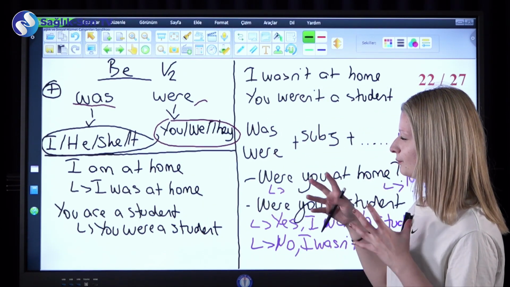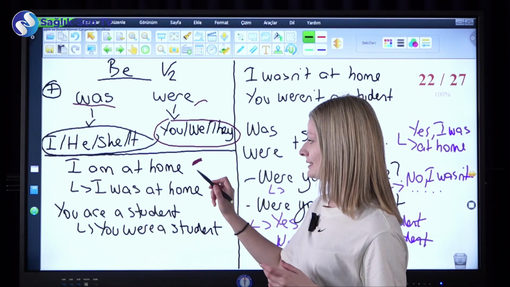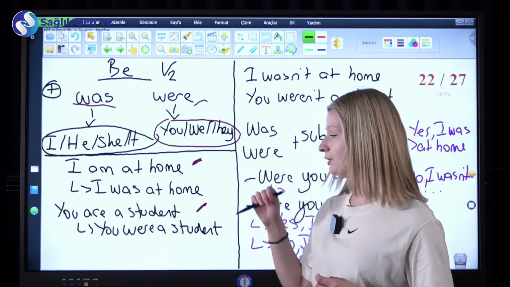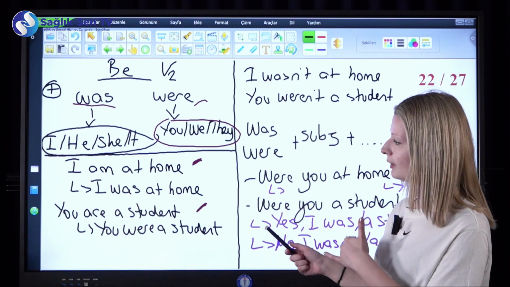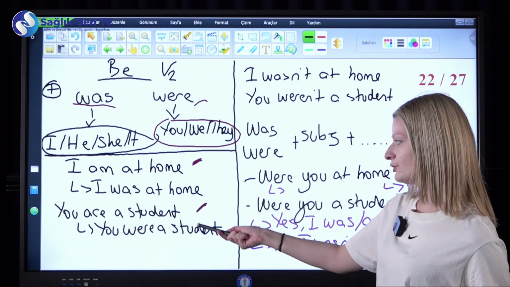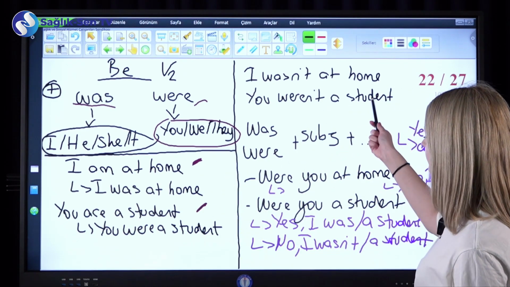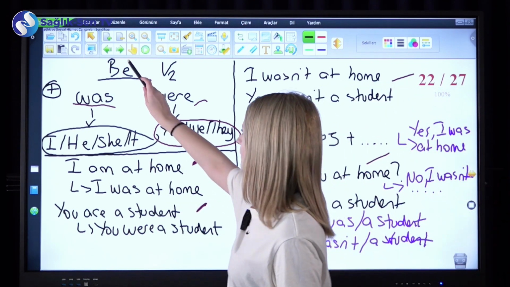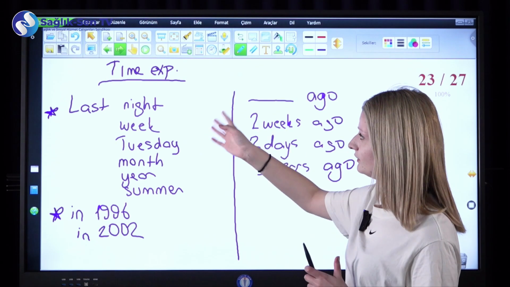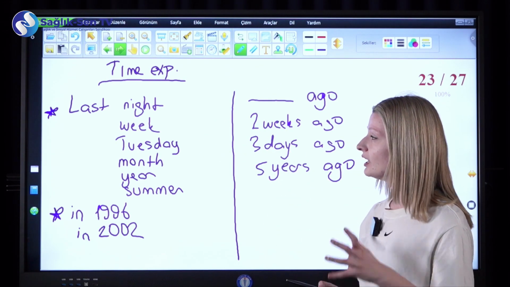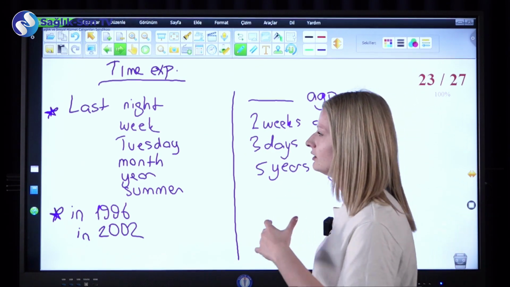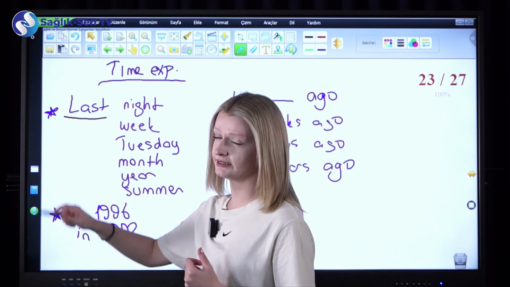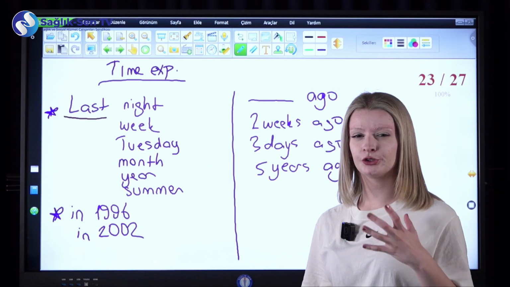We transformed some present tenses into the past ones. I am at home, I was at home. You're a student, you were a student. And then we did the negative and the question forms of them. Then we talked about time expressions. Any time expression that starts with last refers to past simple.